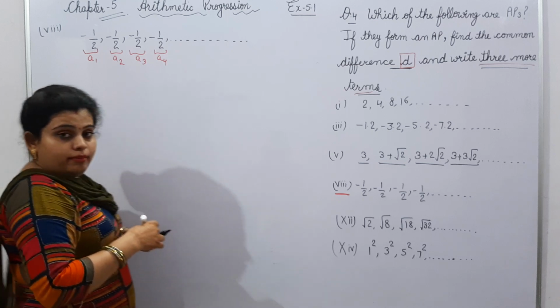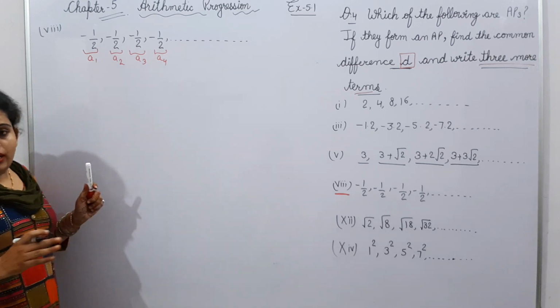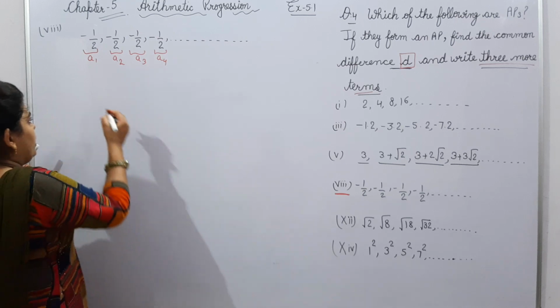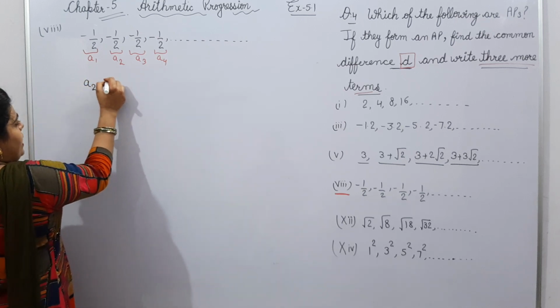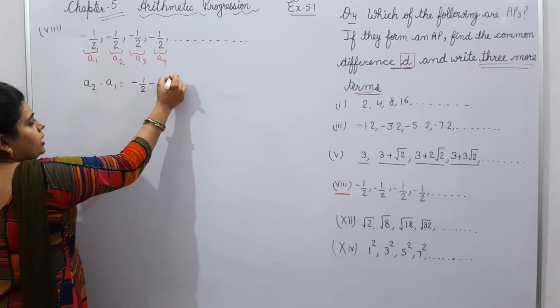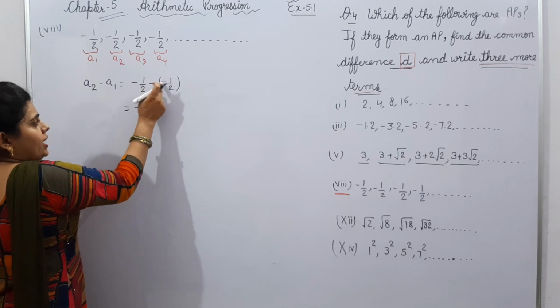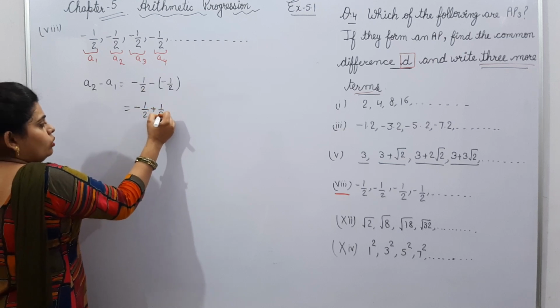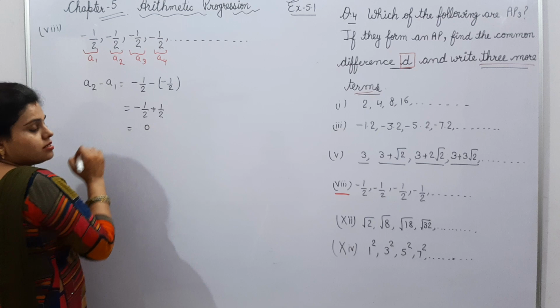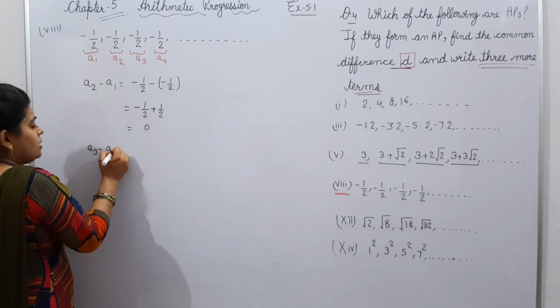We will follow same method. Now we will find difference between two consecutive terms. Means A2 minus A1. A2 minus A1: minus 1 by 2 and minus 1 by 2. From here minus 1 by 2 plus 1 by 2. Now what we will get? 0. After this A3 minus A2.